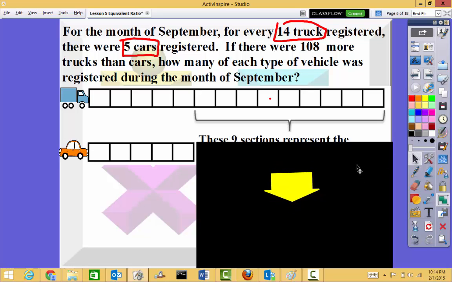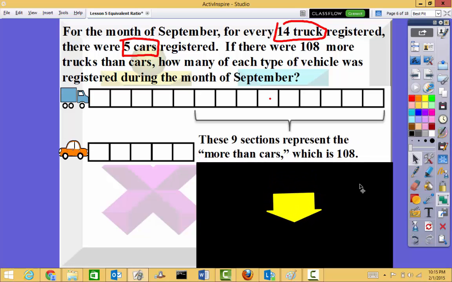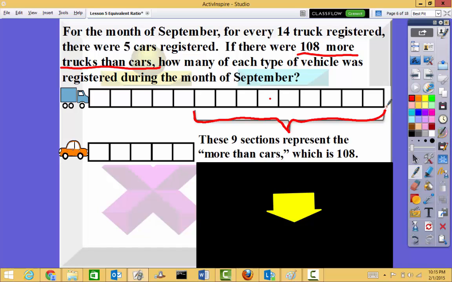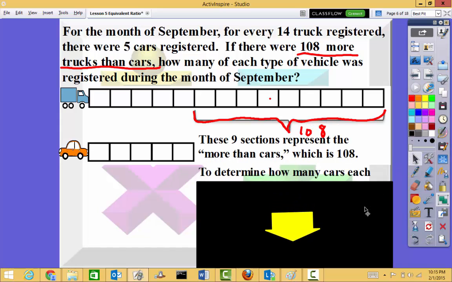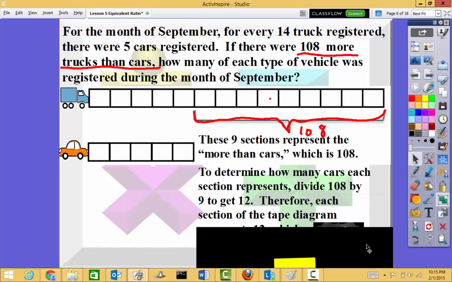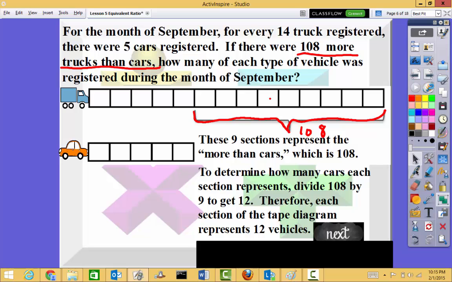So let's look at this question now. These 9 sections represent the more than cars, which is 108. If I look right up here, it's telling me that there are 108 more trucks than cars. So that means there's more trucks than there are cars, and this is how many more trucks there are than those cars. And what is that total amount? Well, it's telling me it's 108. So what I need to determine is how many vehicles each section represents.